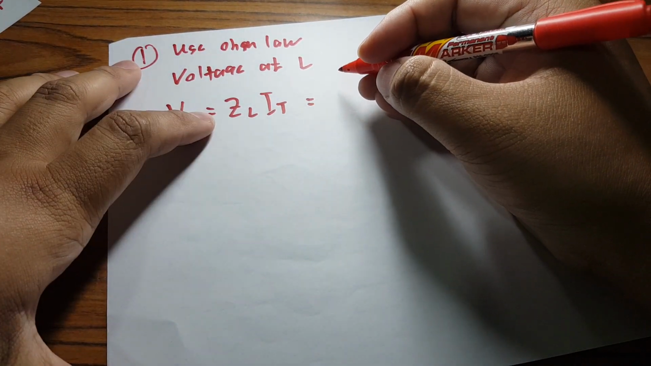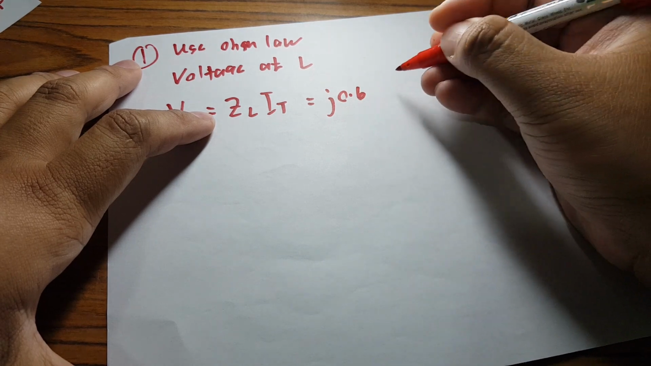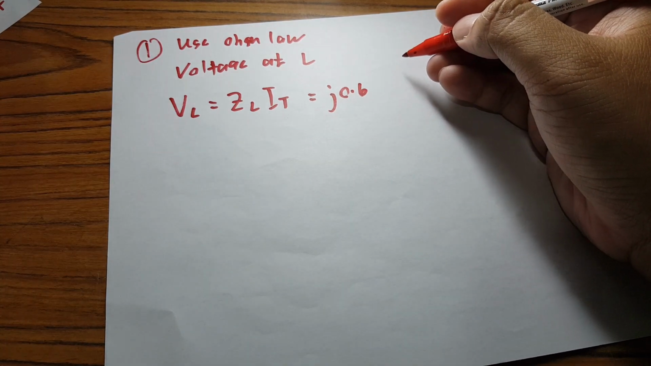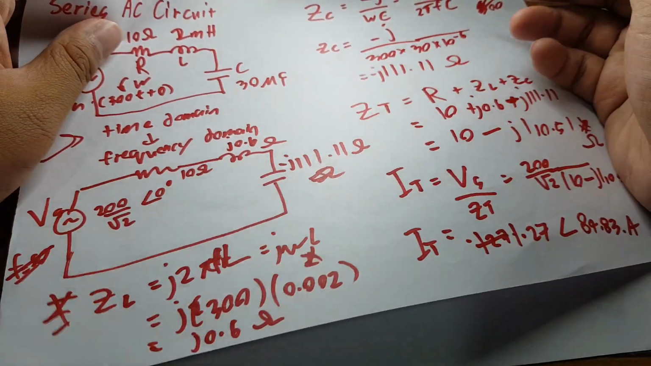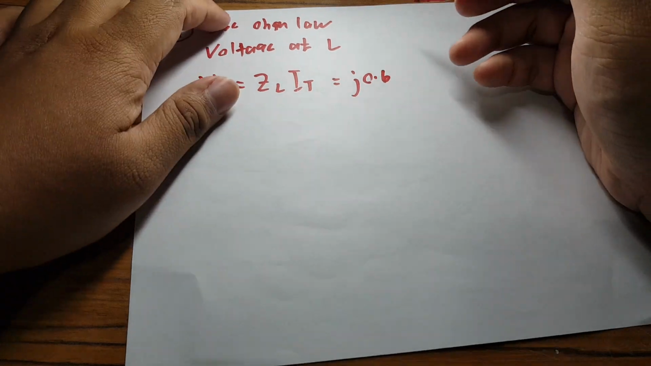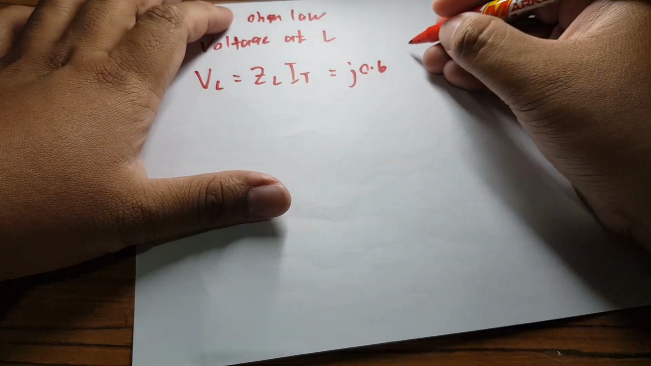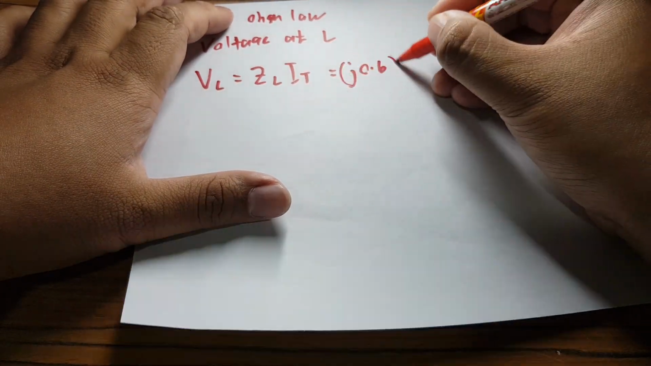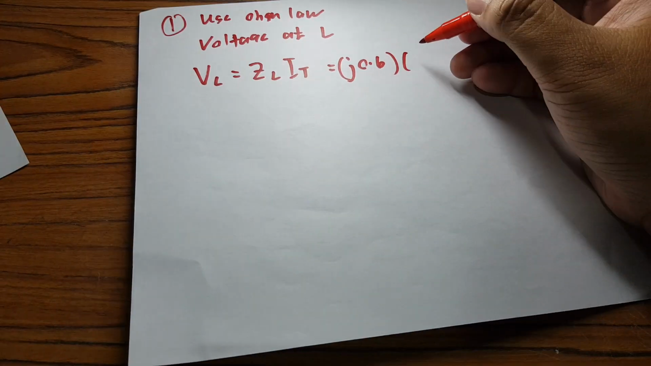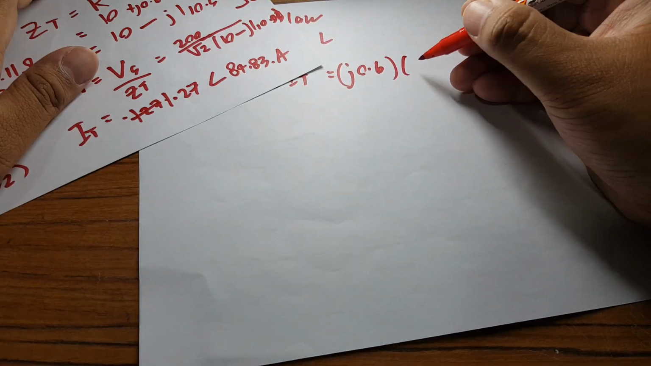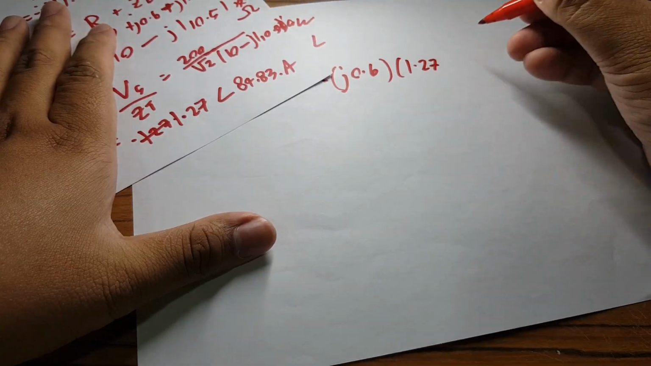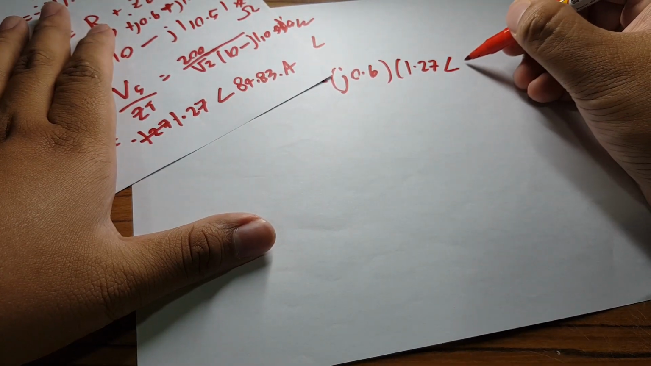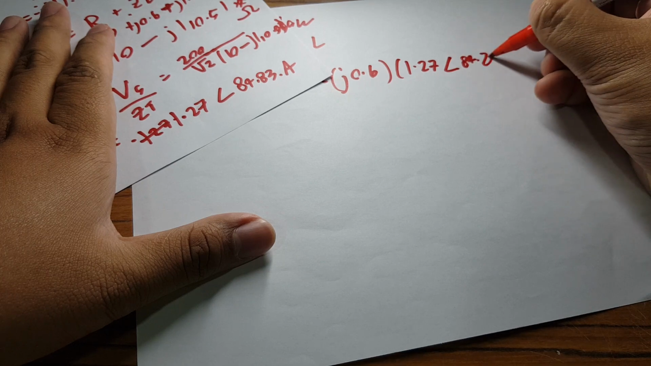So ZL is j 0.6. If you look here, this is 0.6, and don't forget this one is j, this one is negative j. So j 0.6, then multiply by, from here, 1.27 angle 84.83.